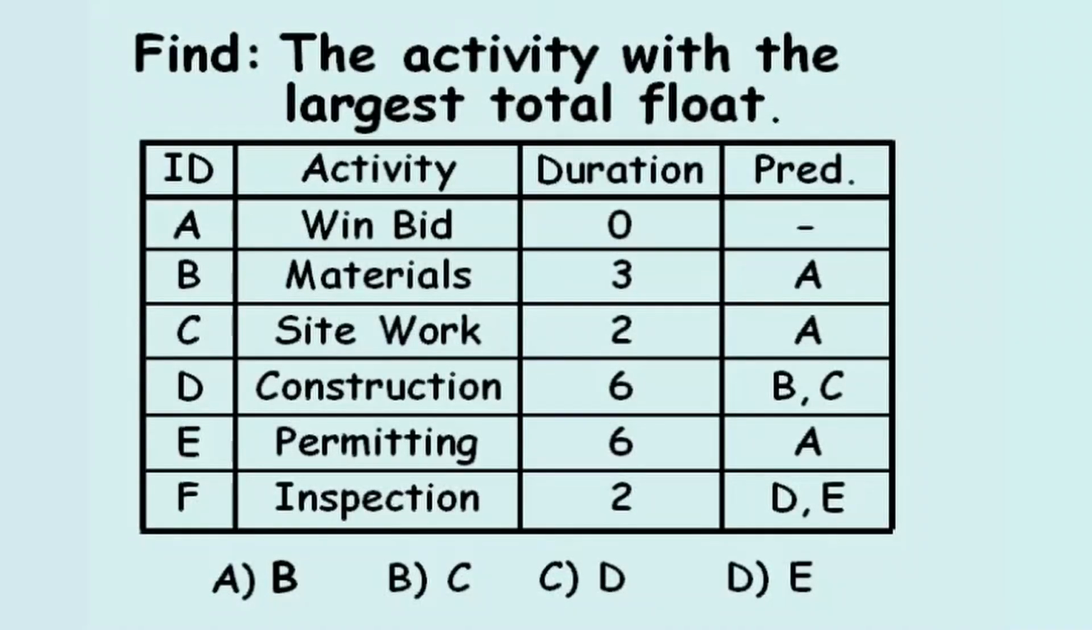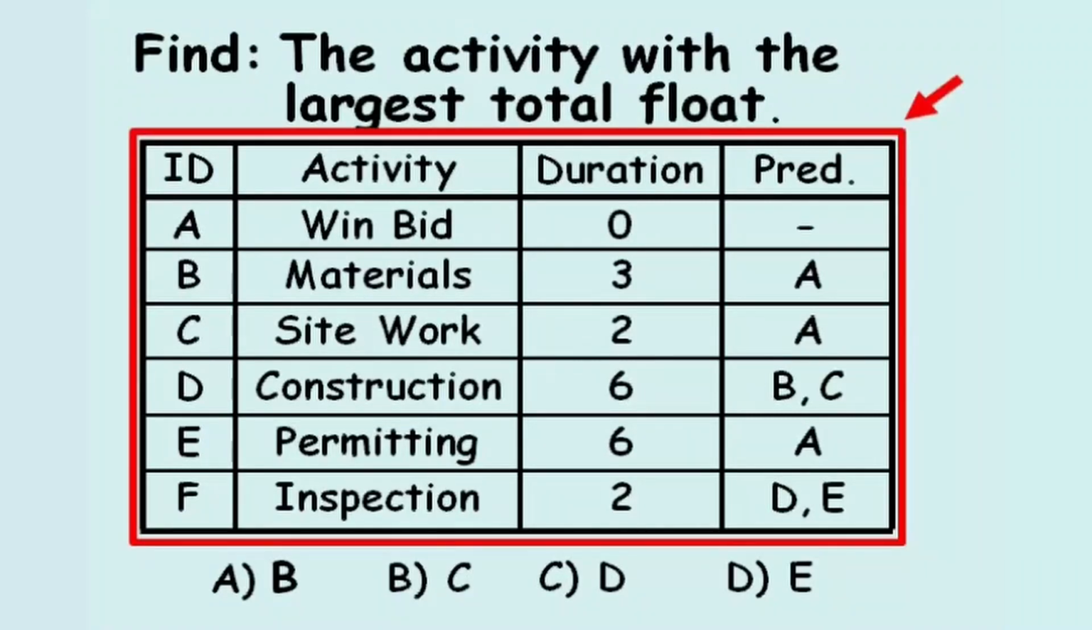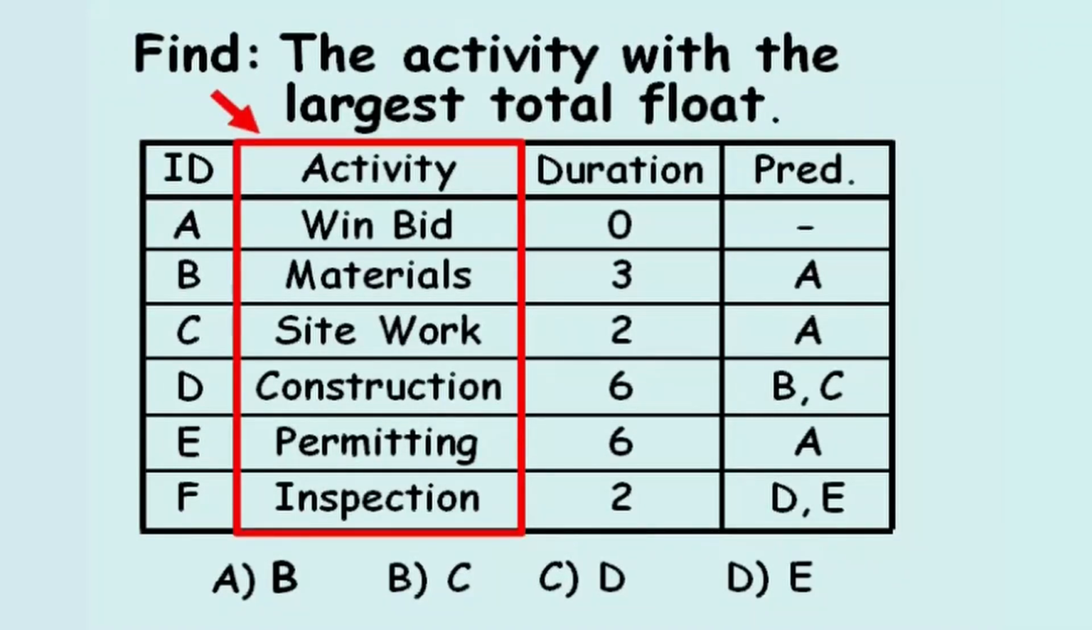Find the activity with the largest total float. In this problem, we are provided an activity table which includes the name of each activity, the duration of time it takes to complete each activity, and the predecessor activities.